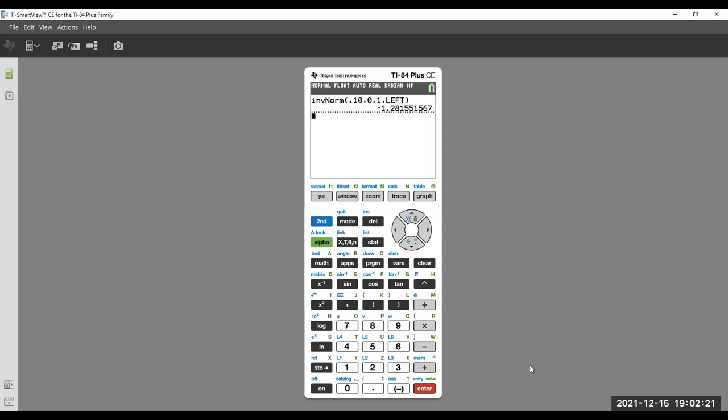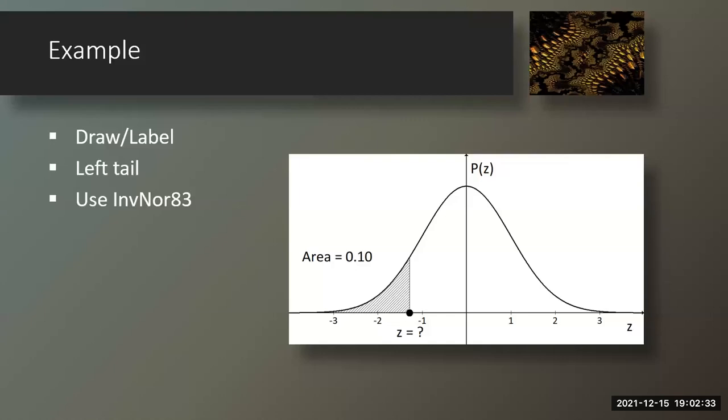So a -1.282, I'm going to take 3 decimal places there, I believe. And that enables me to -1.282. That's that z-score there.